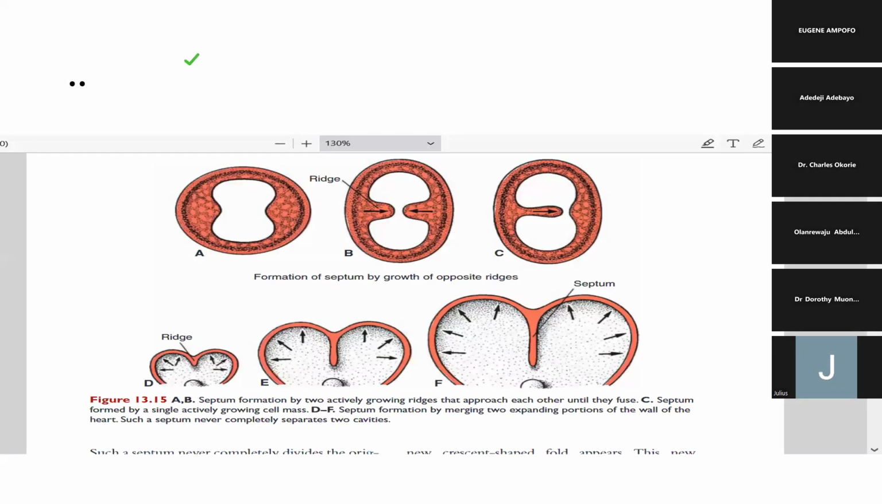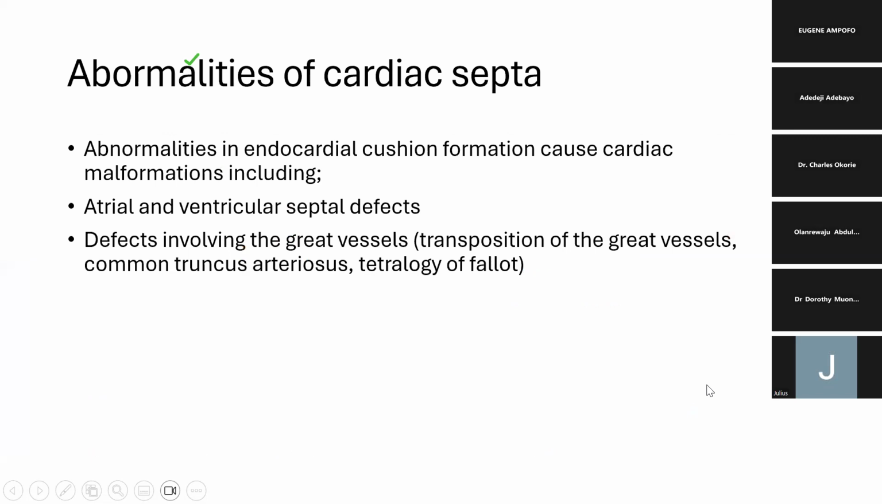This diagram shows how the septum is formed by growth of opposite ridges. These are the ridges, and they are coming together. Looking at B and at C, each ridge is almost opposite the other. Abnormalities in endocardial cushion formation can cause cardiac malformations, such as atrial and ventricular septal defects, and also defects involving the great vessels, such as transposition of the great vessels, common truncus arteriosus, and tetralogy of Fallot.